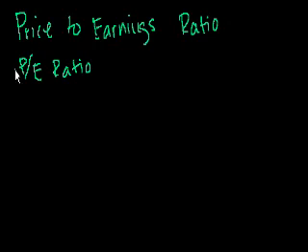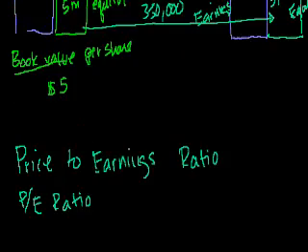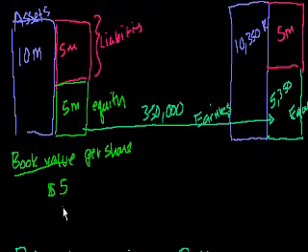So let's think about the price to earnings ratio of the company in question, this widget company case study, I guess we could call it, that we've been dealing with. We talked before that the book value per share of this company is $5, because the book value of its equity is $5 million, and there is 1 million shares, so 5 million divided by 1 million is $5.